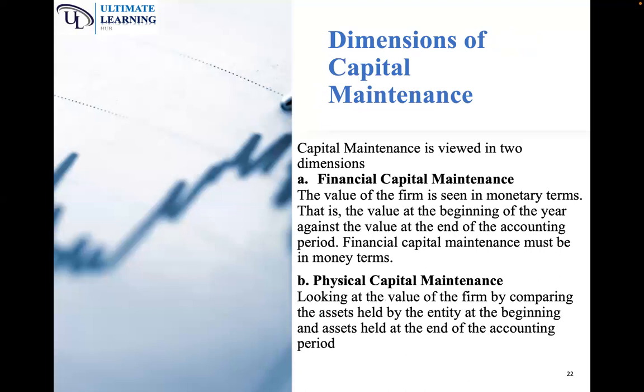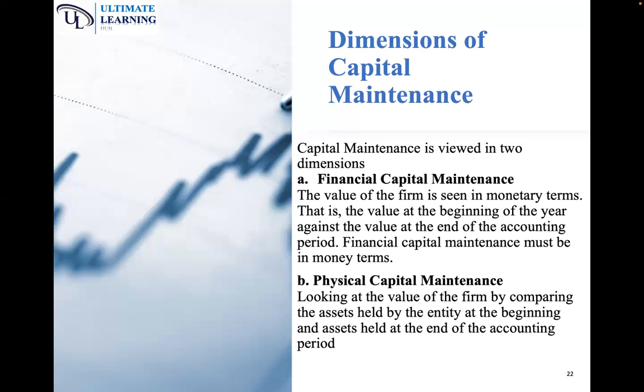And the accounting equation is normally assets equals capital. Now, when we look at capital maintenance, there are 2 forms or dimensions of capital maintenance. The 2 forms or dimensions of capital maintenance are, number 1, financial capital maintenance, and number 2, physical capital maintenance. Now, financial capital maintenance is looking at the elements in terms of their value. In other words, we are looking at what is the value of non-current assets. The value of the firm is seen in monetary terms.